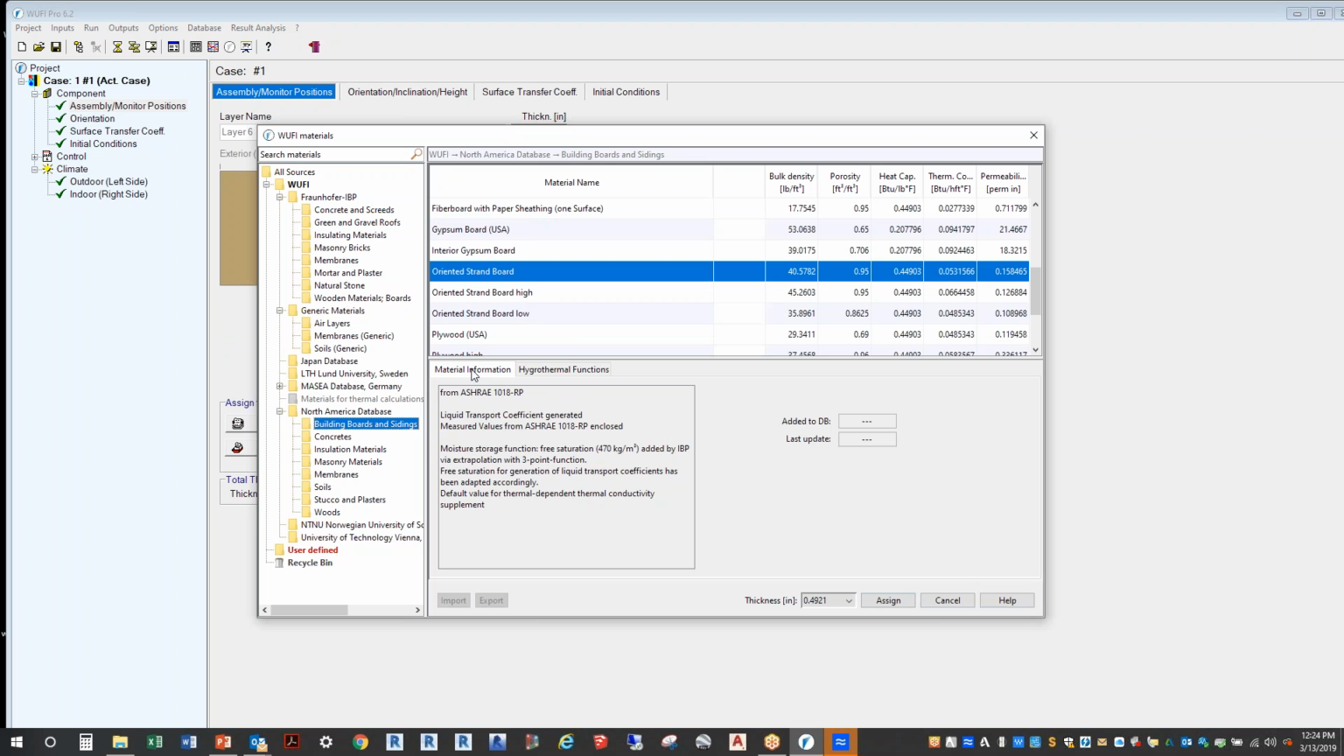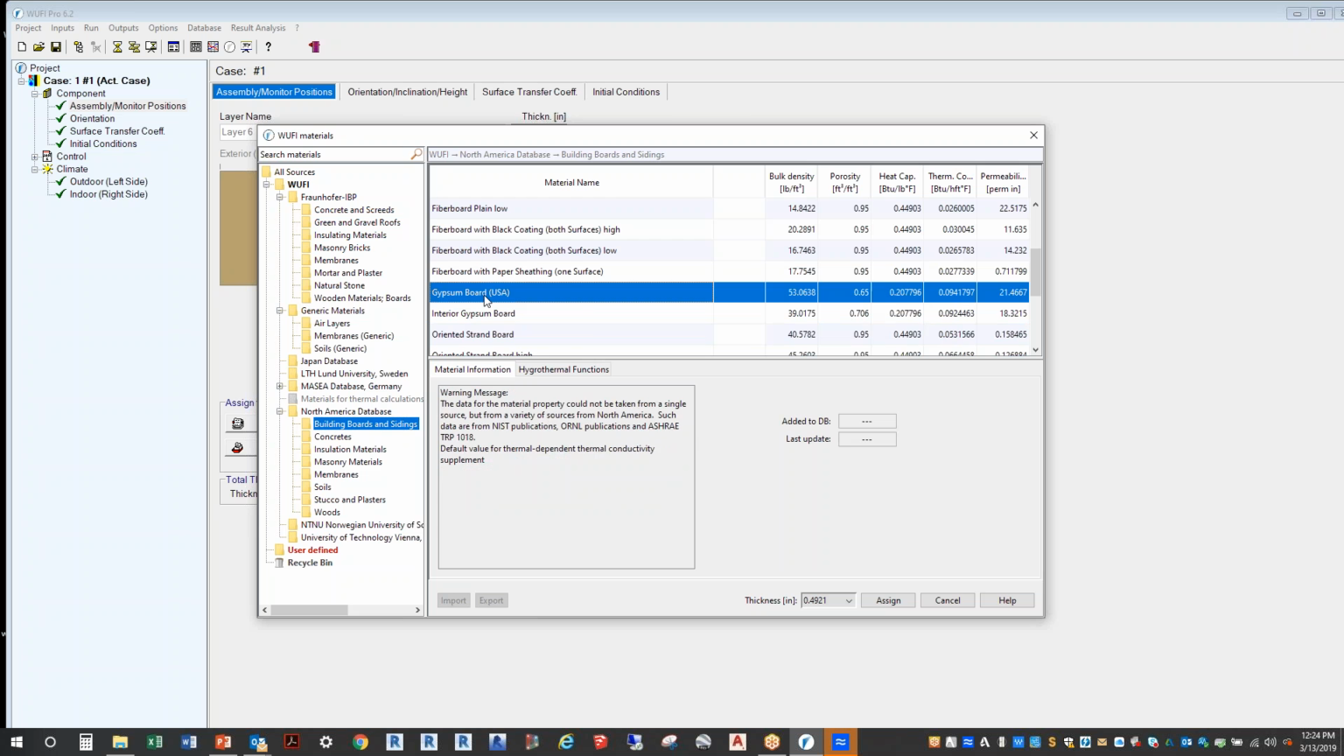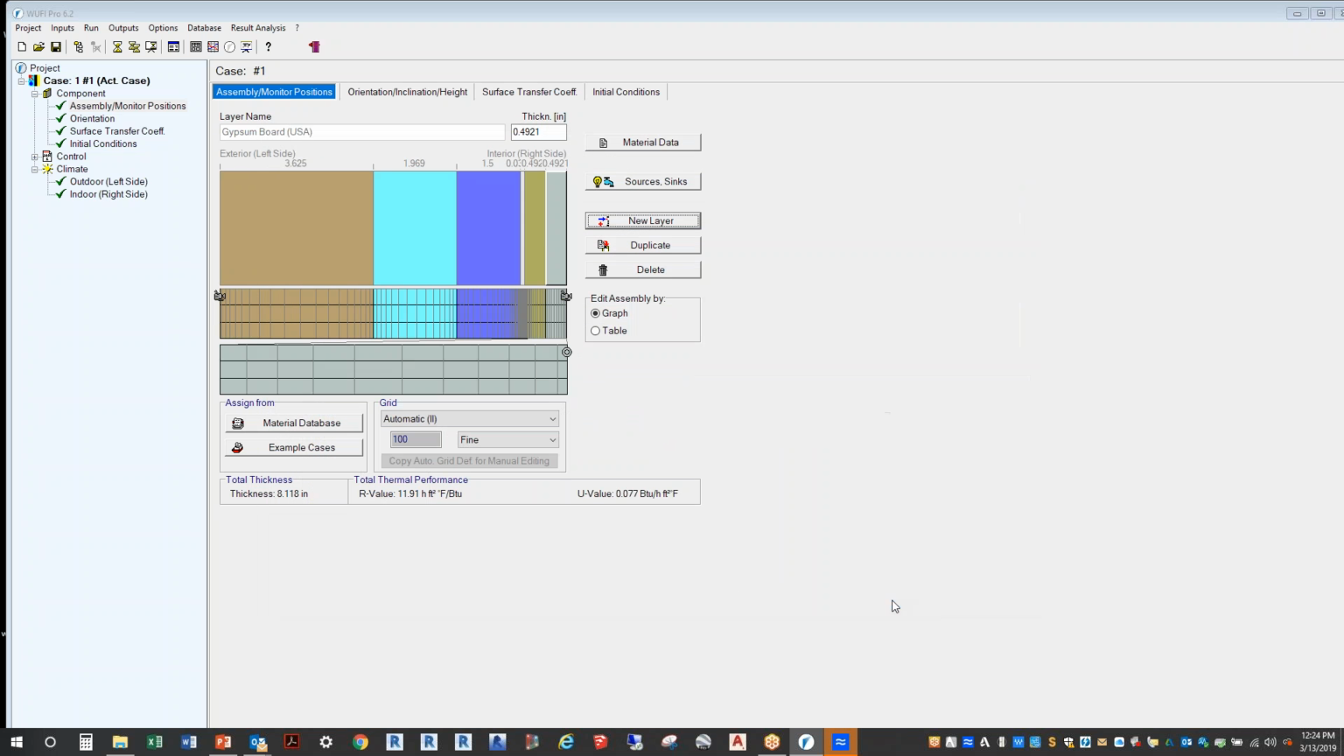So this one is going to be our gyp board. Building boards and siding. There it is. Gypsum board. We'll assign that. Now you can also drag these and reposition them right here on the screen. You can just click and drag these materials to put them wherever you want. Between the sheathing and the sheathing, so put it here.